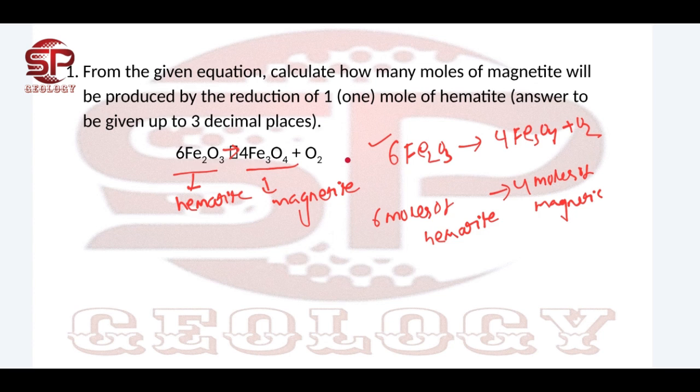So we have to calculate how many moles of magnetite will be produced from 1 mole of hematite. So 6 moles will produce 4 moles, so 1 mole will produce 4 by 6 moles, which is 0.66. Up to 3 decimals, you can write 0.666.